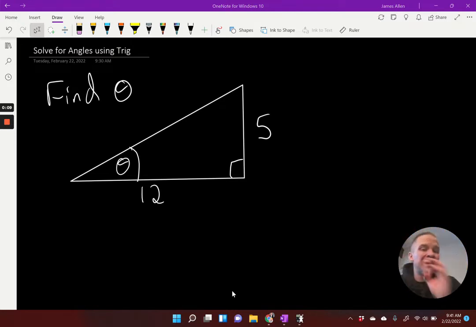Okay, so find theta. We're trying to find the angle, not a side length this time, but an angle. Now, some of you might be like, bro, I know what that hypotenuse is because I remember my triples. It's 13. That's not what this question's asking, though. So let's stay focused. Find theta. If I want theta, I'm looking at it from that angle. The 5 is my opposite side, and the 12 is my adjacent side.